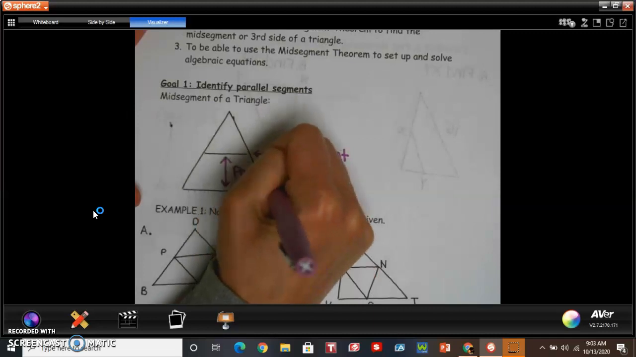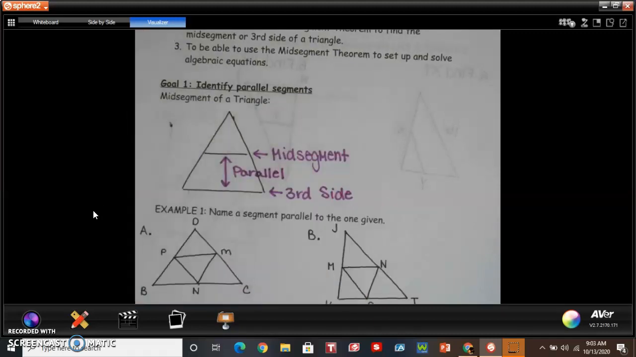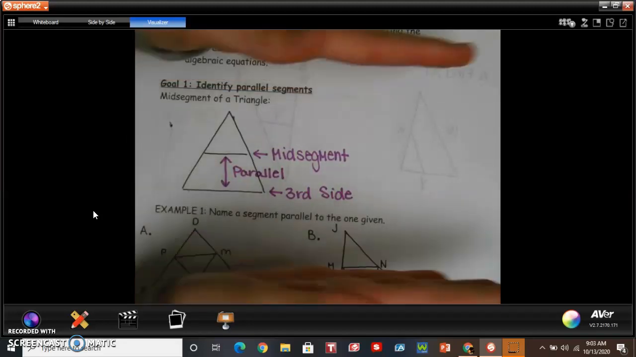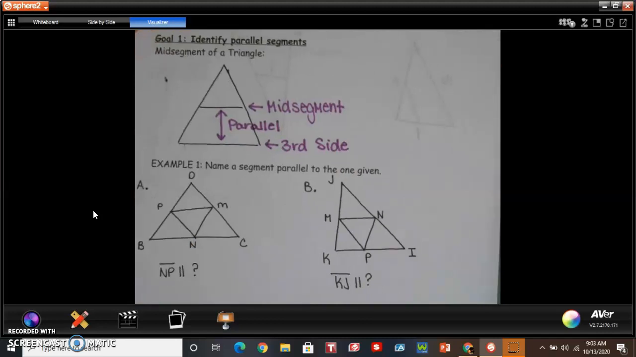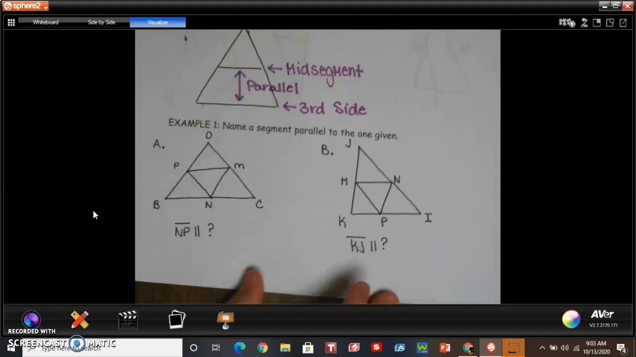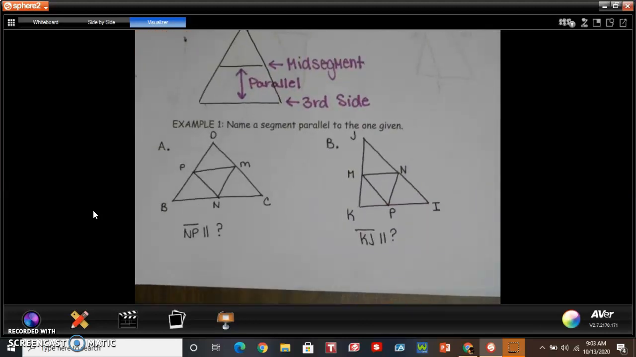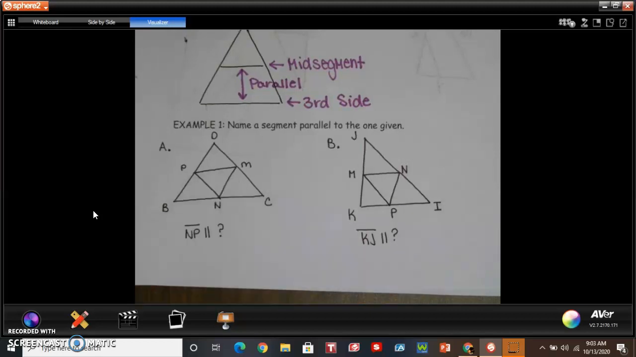Now remember, parallel means that they are never going to touch, and they're always going to be on the same plane. So they're always going to run by each other like this, always. So example 1, and remember these are problems that are also in your Google form assignment, so you already have 2 answers for your homework.